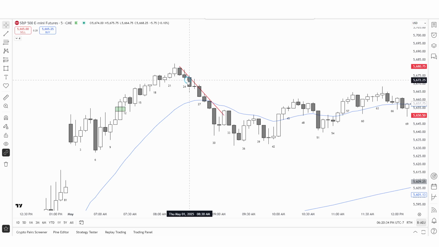Now, is there a gap? Oh, the gap's right down here on 28. So there's a gap there. You could fill that in.